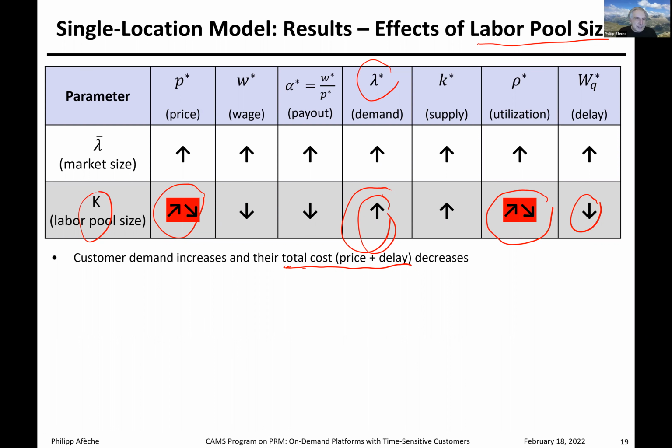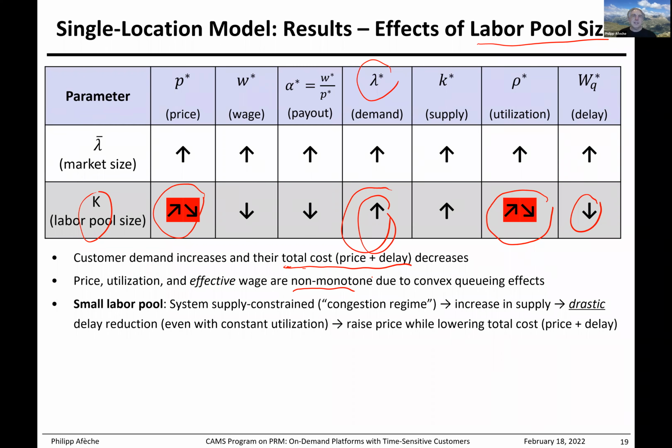So keeping this in mind, what happens when you increase the labor pool from a small pool size, as opposed to when you already have a substantial pool size and you increase it further? These things are non-monotone because of convex queuing effects. When the pool is small, the system is quite supply constrained, operating at high utilization. And so if you increase the supply, you can decrease the delay convexly.